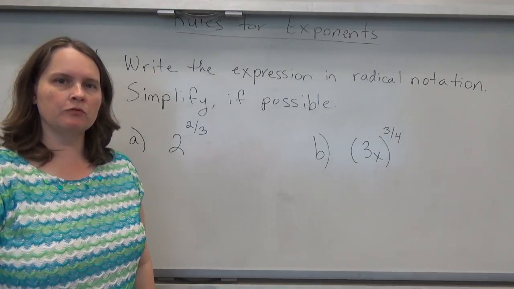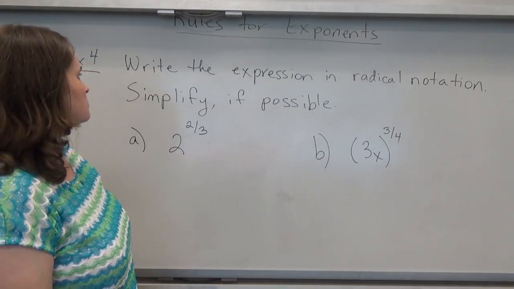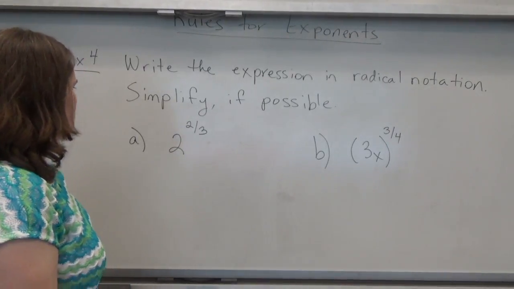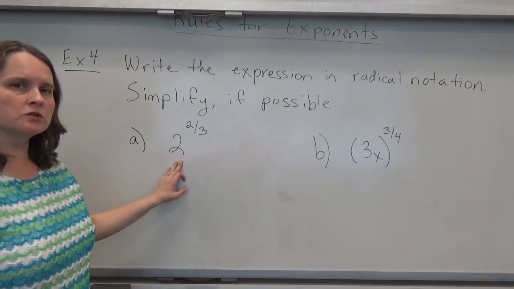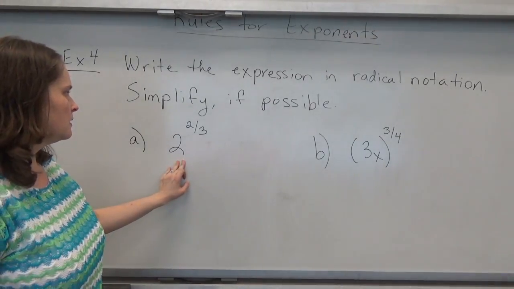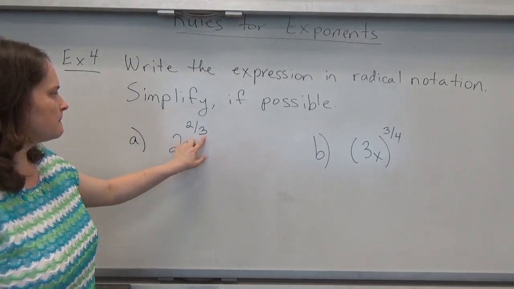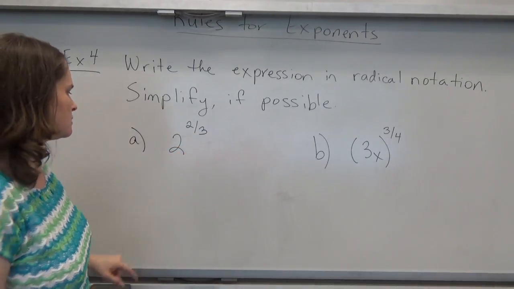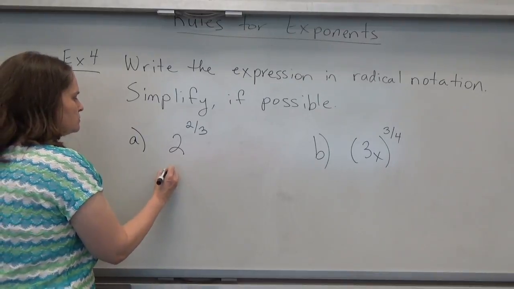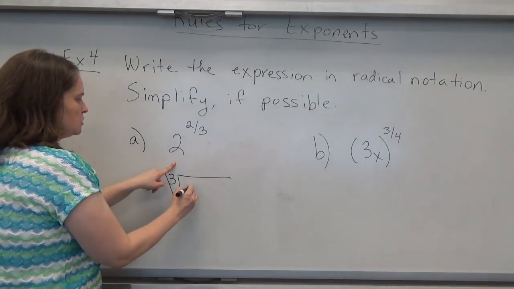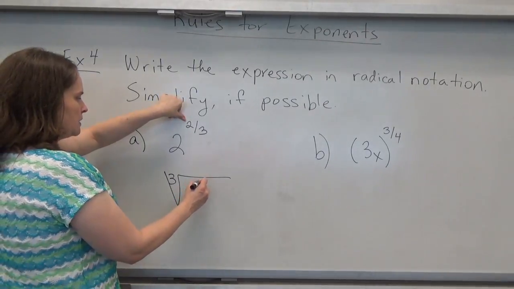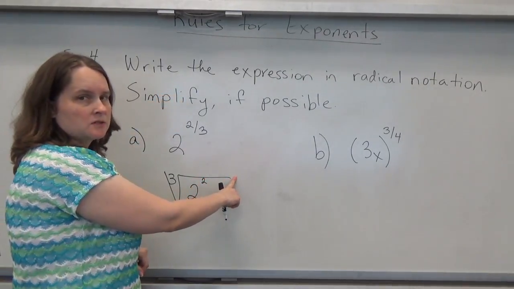Now let's look at example 4. It asks, write the expression in radical notation, simplify if possible. So 2 to the 2/3 power, what does that mean? Again, the denominator that you see is going to be your index when you set up your radical. So we're going to say that this is the cube root of our base 2 raised to the 2nd power. You can put it on the inside or you can put it on the outside.